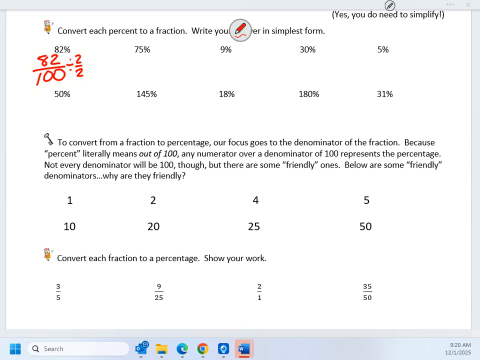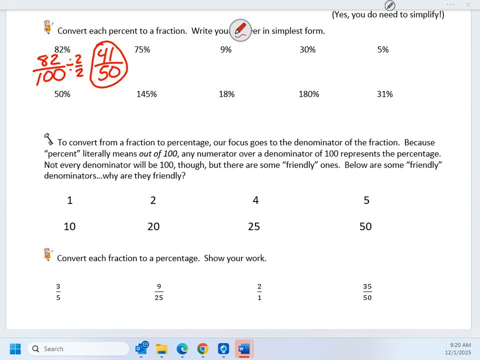What is 82 divided by 2? 41. And what is 100 divided by 2? 50. Can I go any simpler? No. 41 and 50 don't share any factors. This is my final answer. So 82% is 41/50ths.